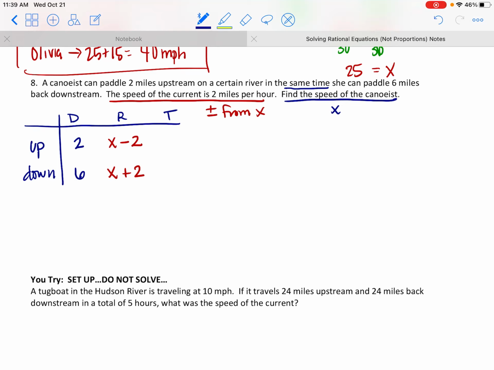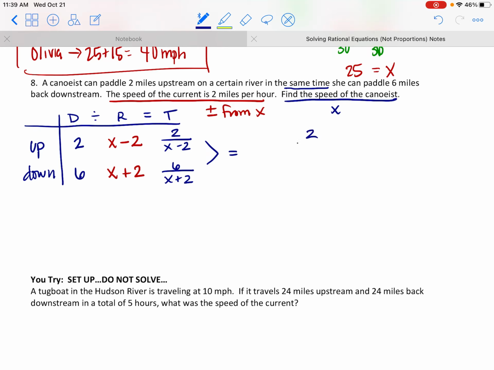Again, because that t column is blank, it's telling me to use the t equals formula, and t is equal to distance divided by rate. So I'm going to take the distance of 2 divided by the rate of x minus 2, take the distance of 6 divided by the rate of x plus 2, and again, those 2 trips took the same amount of time. She went upstream 2 miles in the same time that she went downstream 6 miles.